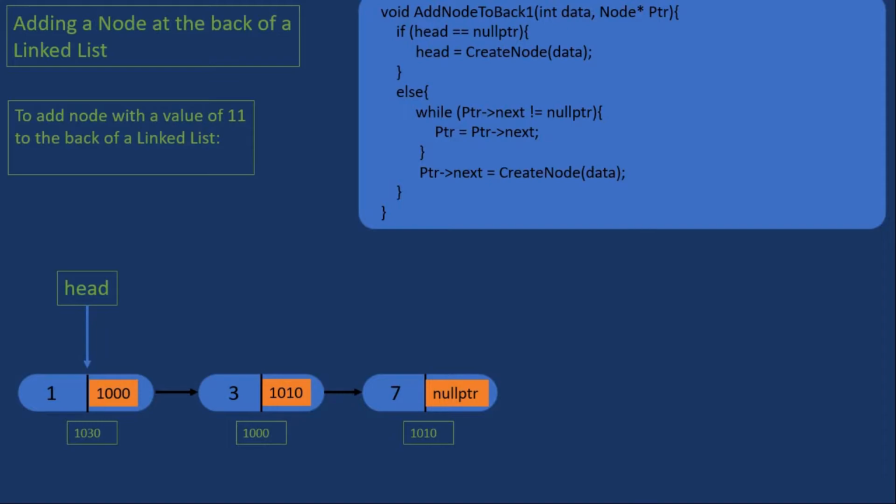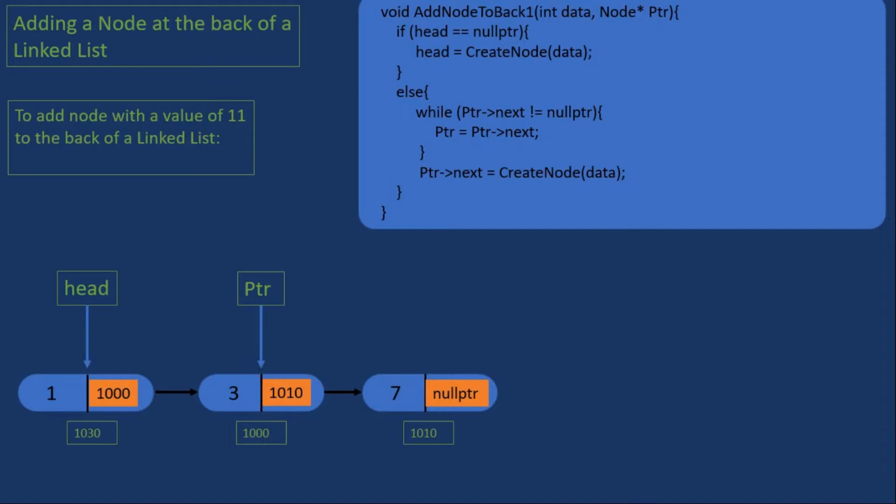And since we passed in the head pointer as argument to this function, the node pointer ptr is also pointing to the head node. So in our while loop, if the pointer ptr or the current node's next pointer is not null, we want to advance the pointer ptr to point at the following node, the node with a value of 3.